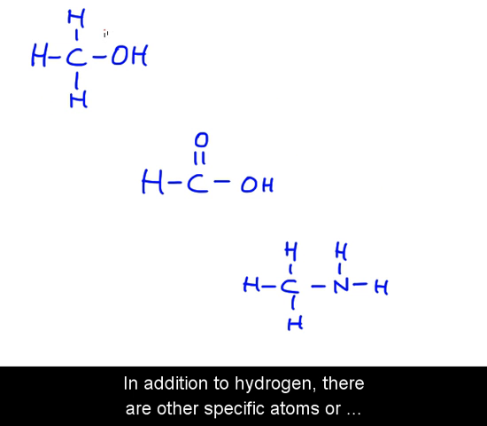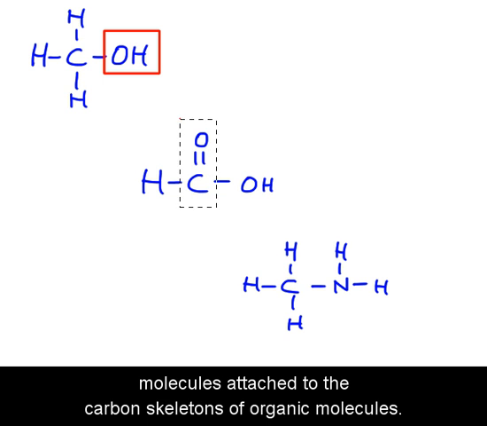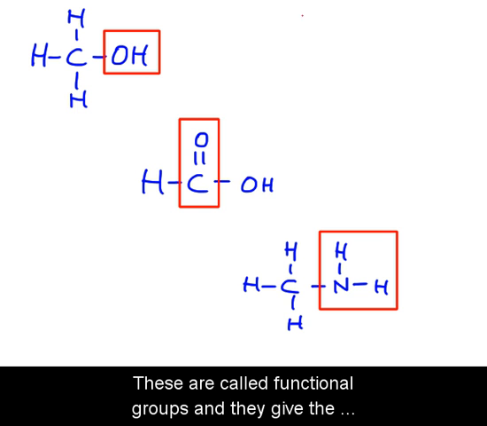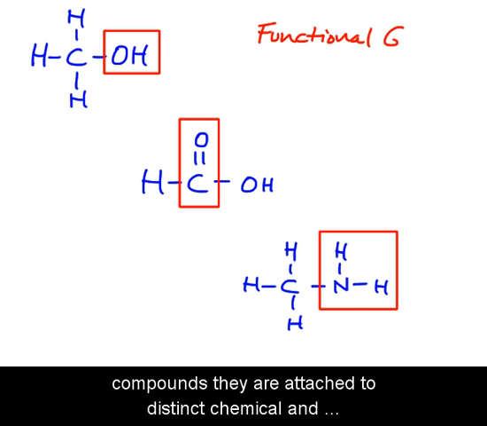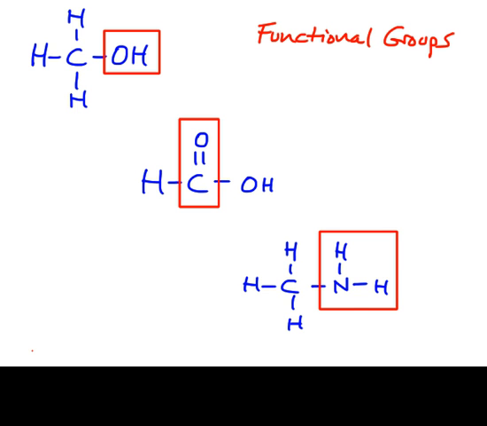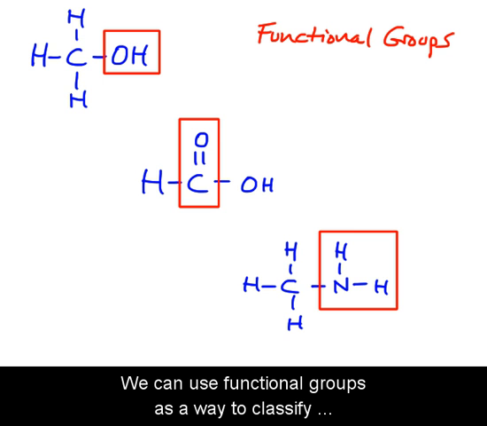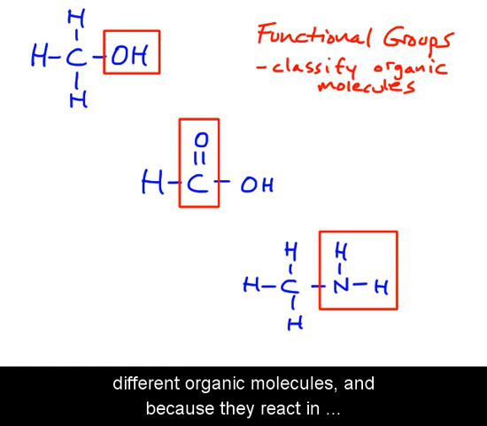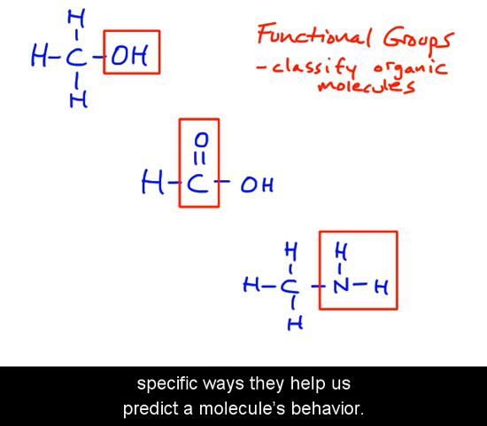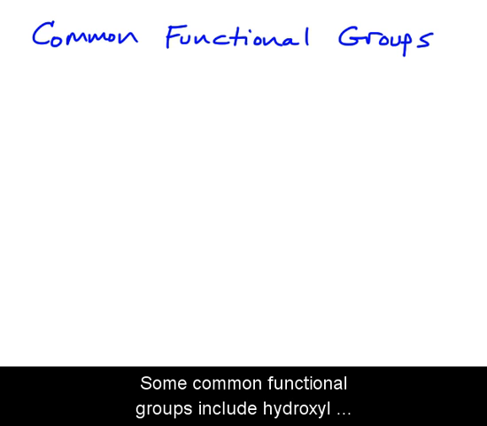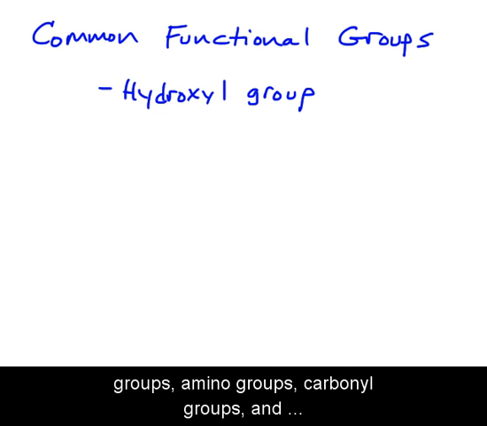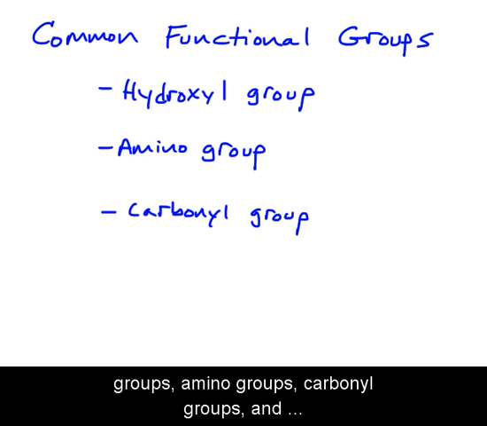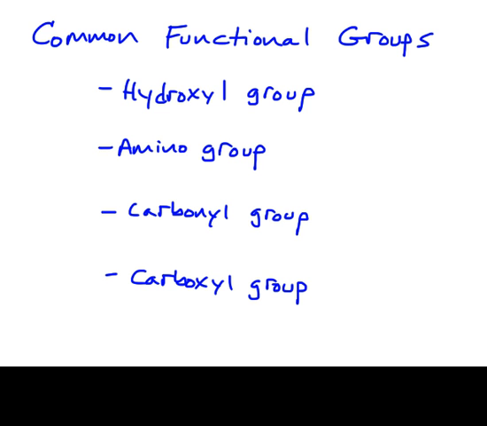In addition to hydrogen, there are other specific atoms or molecules attached to the carbon skeletons of organic molecules. These are called functional groups, and they give the compounds they are attached to distinct chemical and physical properties. We can use functional groups as a way to classify different organic molecules, and because they react in specific ways, they help us predict a molecule's behavior. Some common functional groups include hydroxyl groups, amino groups, carbonyl groups, and carboxyl groups.